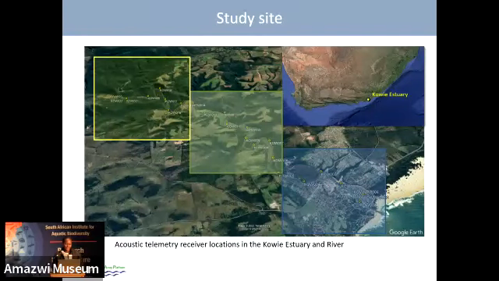So this is the study site in Kowie, and I've divided this into lower reaches, middle reaches, and upper reaches. Kowie is a 21 kilometer estuary, and each receiver has been placed 1 kilometer from each other. From receiver 6 going to the mouth, those are the lower reaches, and going upper, that's the middle. And then the upper reaches of the estuary are from around 18 kilometers from the mouth all the way to the river.